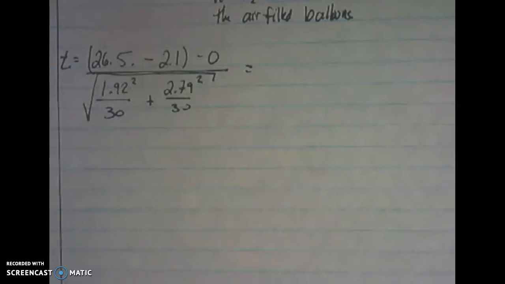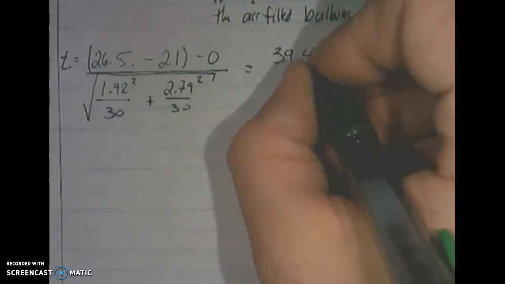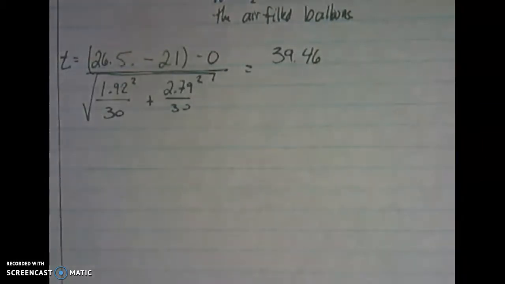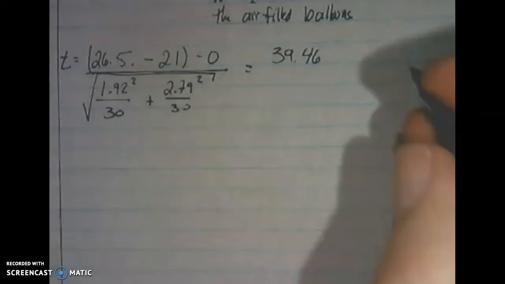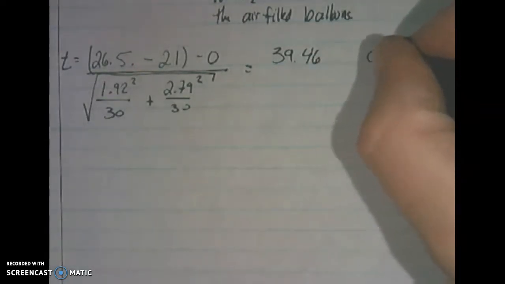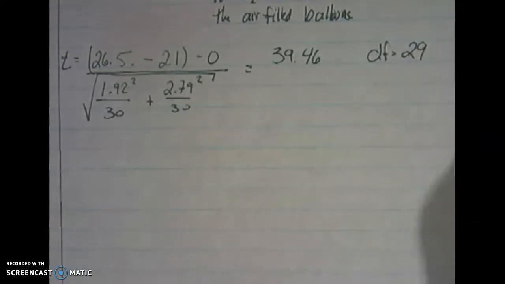Little magic. You should get something close to this, depending on when you're rounding and that type of thing. Okay? All right. So our degrees of freedom, because it's 30, is going to be 29. Because I didn't want to use technology yet, I'm just going to use my chart real quick.